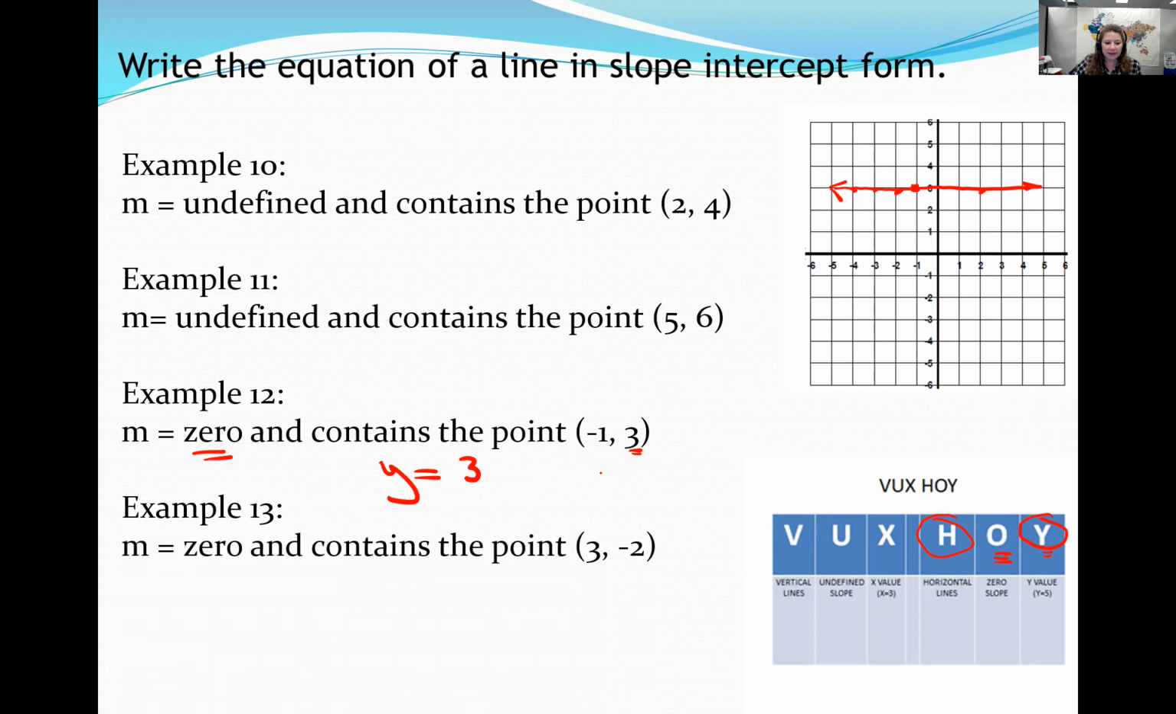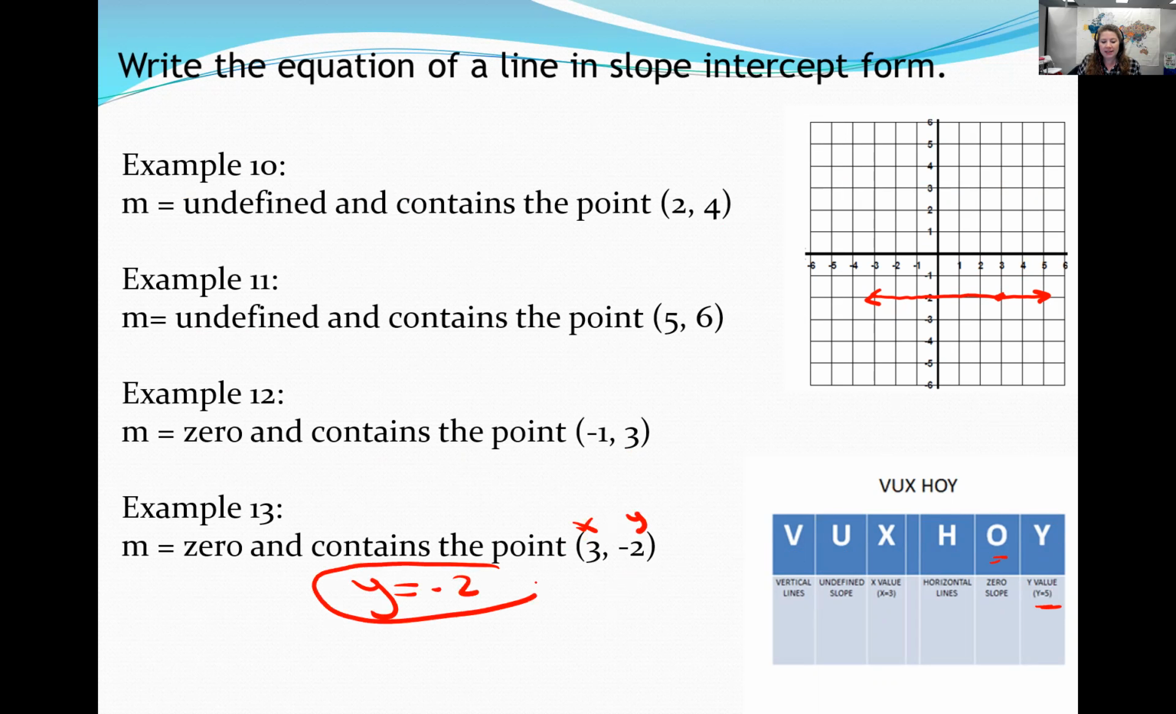All right, the last one. What if I have a slope of 0 and my line goes through the point (3, -2)? Well, hopefully you realize at this point we don't even have to graph it to figure out what our equation is. But if we did graph it, we would go right 3, down 2. A 0 slope means it's a horizontal line, right? It goes this way, through that point. And what is the equation of the line? There's only a y in the equation, and in my ordered pair, my y value is -2. That is the equation of the line.